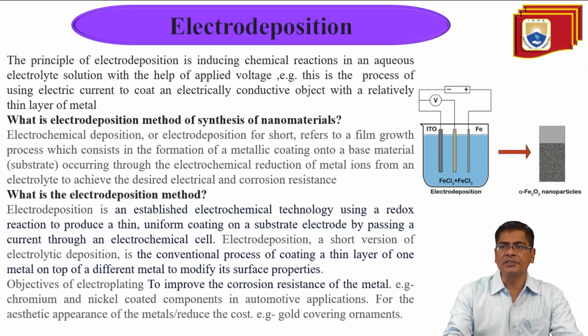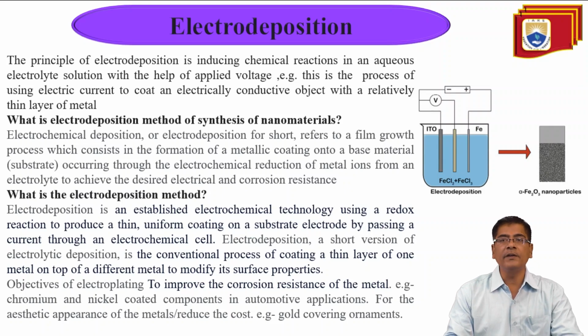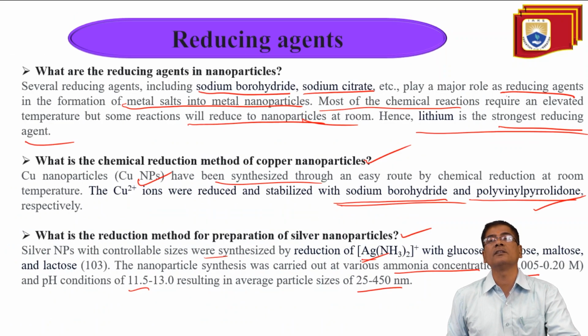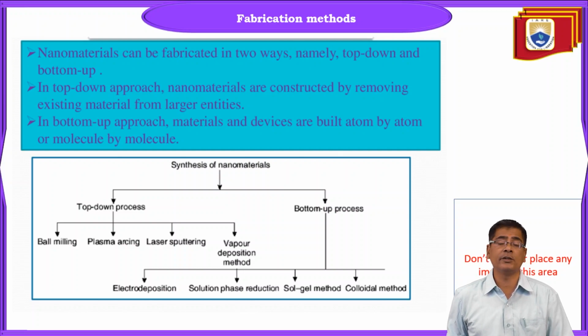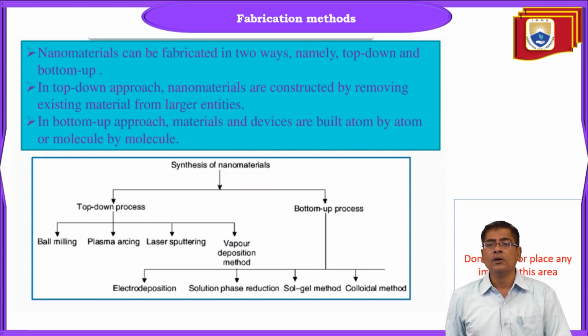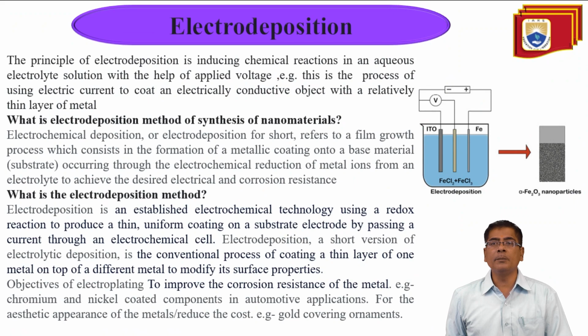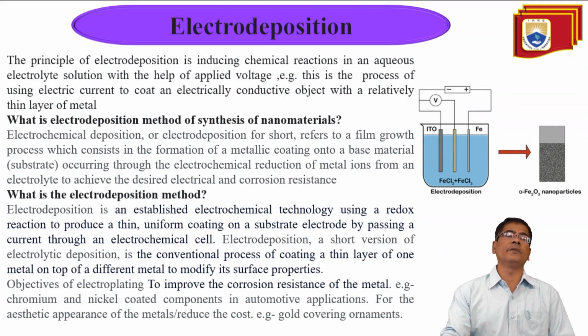So now if you come to the electrodeposition process, the principle of electrodeposition is inducing a chemical reaction. Why are we talking about electrodeposition here? Previously we have seen the fabrication methods. In the bottom up process we have electrodeposition, solution phase reduction, sol gel method and colloidal method. In the previous few minutes we have seen what solution phase reduction is and what reducing agents are used to separate nanoparticles from the solution.